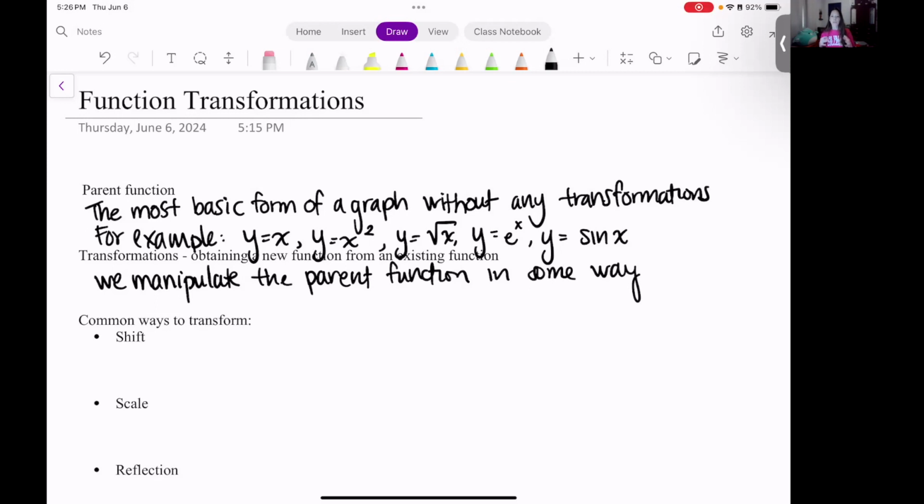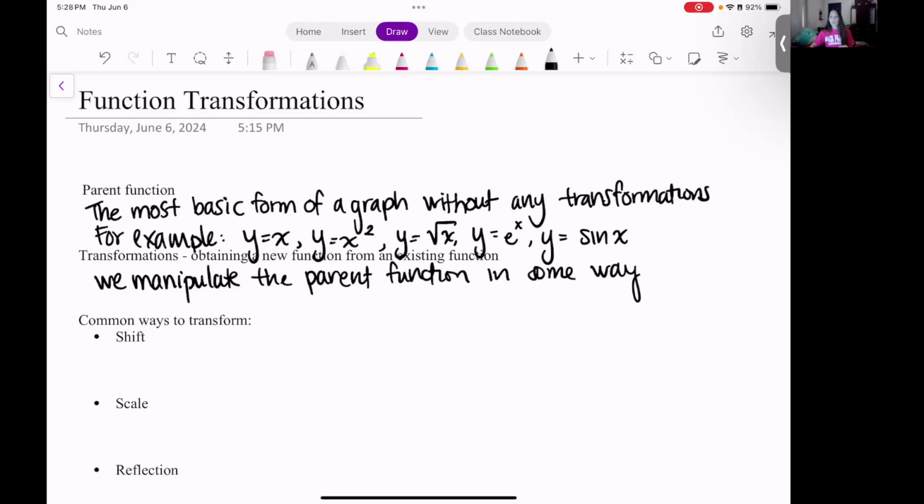Common ways to transform: shift, scale, and reflect. We do these using certain operations. Shifting happens inside and outside of the function, depending on whether you're adjusting x or y. Same thing with scaling and same thing with reflecting.